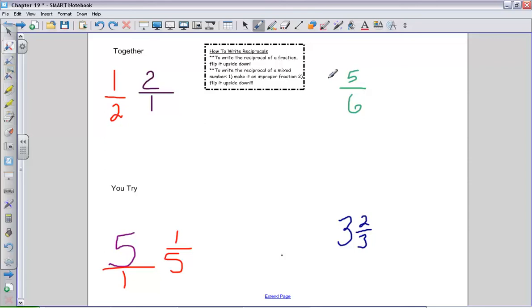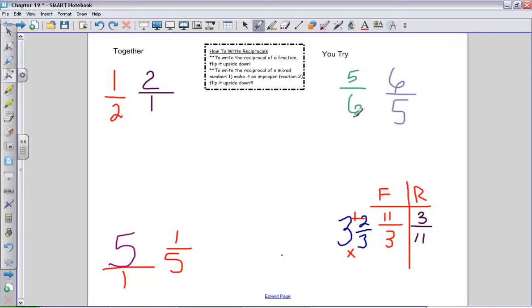So we've got 2 more problems for you to try over here. One that's 5/6 and 3 2/3. So go ahead and do those, and I'll see you in just a second.